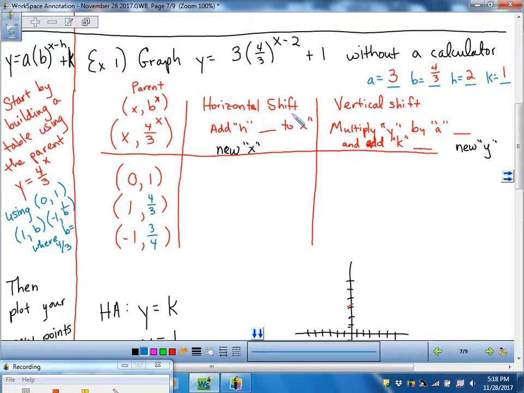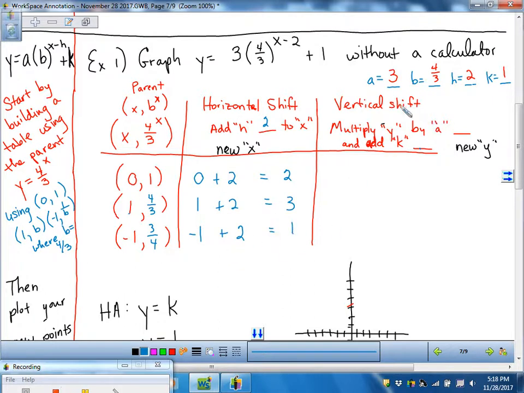Now once I've got those, I'm going to go over to my horizontal shift. We're going to do our transformations. To do the horizontal shift, you're going to add h, which was 2, to our x value to get our new x. And this will move it sideways, right or left. So our original x was 0. We're going to add 2 to that, and we get a new value of 2. Our second x value was 1. We add 2 to that. We get a new x value of 3. Our third x value is -1. We're going to add 2 to that, and we're going to get positive 1.